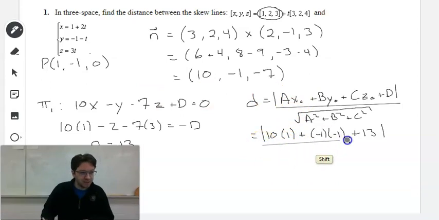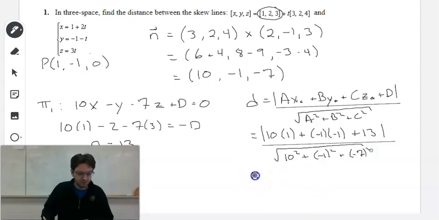And that's all divided by the square root of a, which is 10 squared, plus -1 squared, plus -7 squared, which, throw those into your calculator, 24 over the root of 150, which you can simplify as 24 over 5 root 6. And that's approximately equal to 1.96.